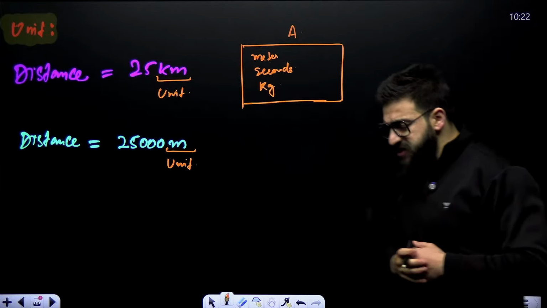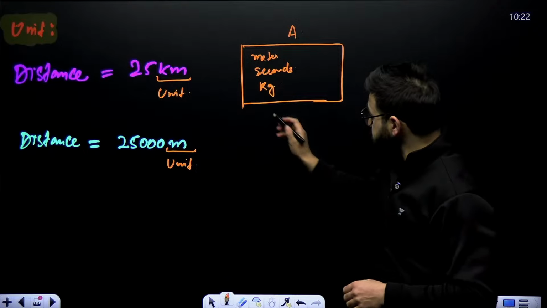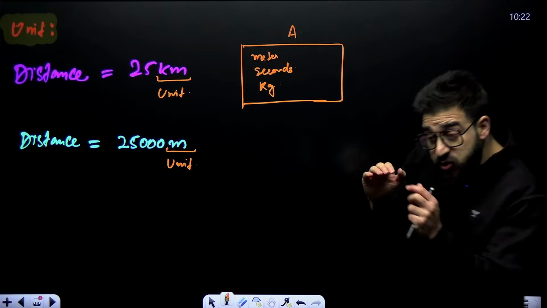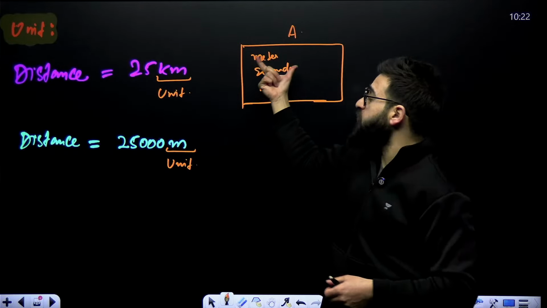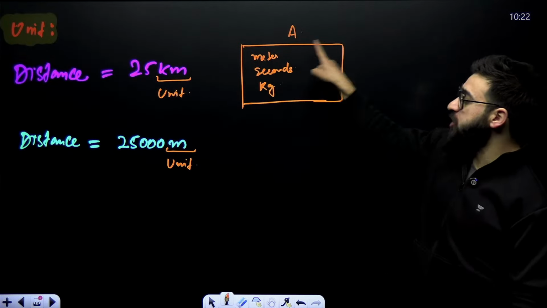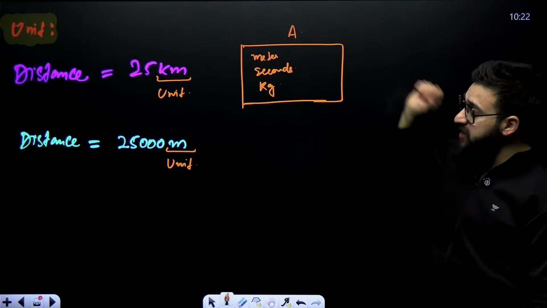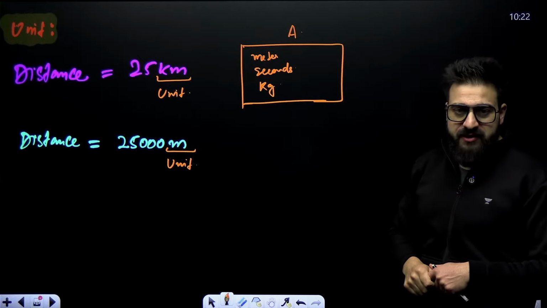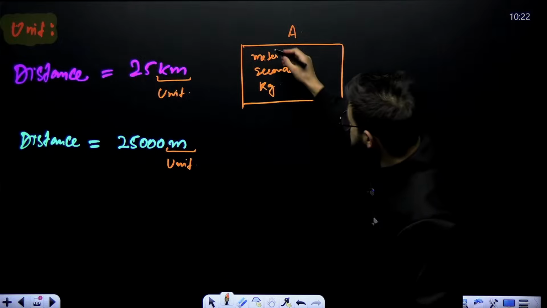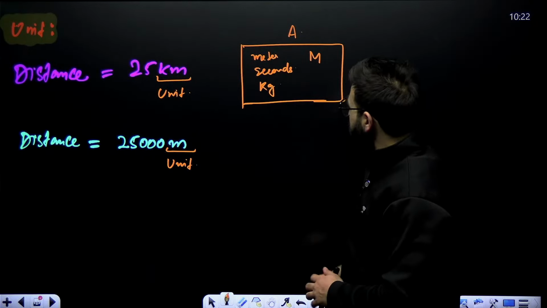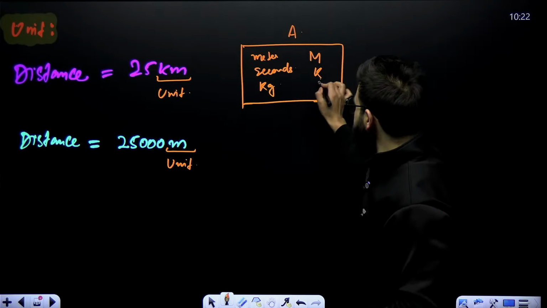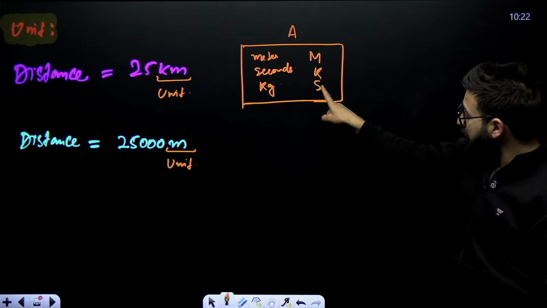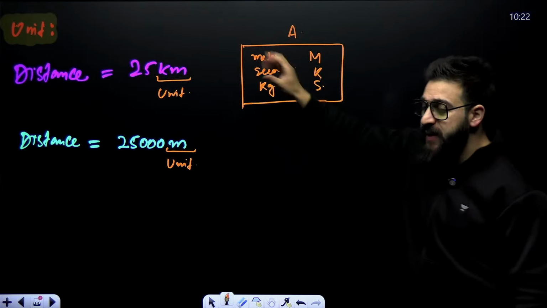Now my dear friends, in this particular case, we say that this country is following a particular set of units. They measure the length in meters, the time in seconds, and the mass in kgs. So we can say they are following the MKS system: meter, kg and second. This is what we call the MKS system.